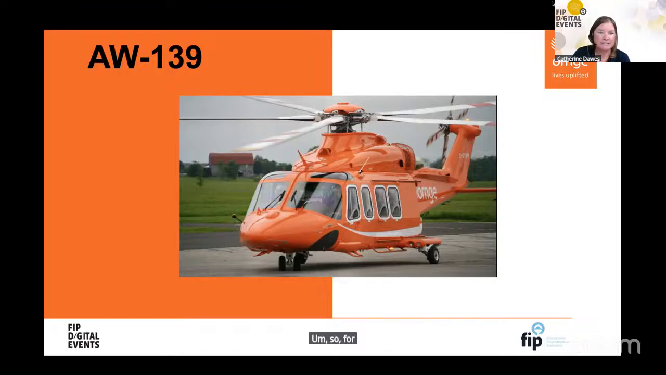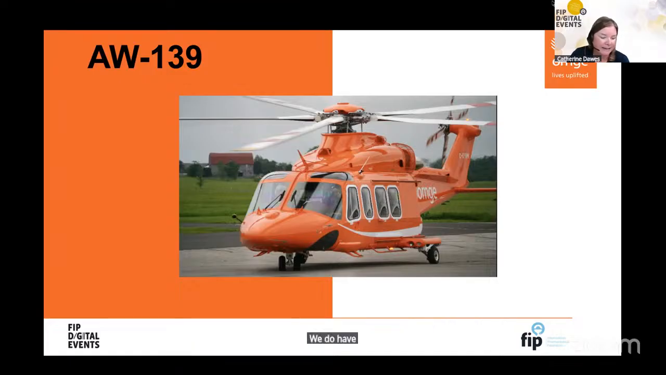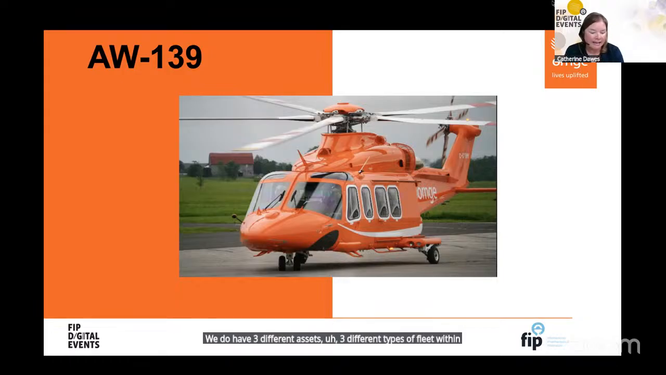So for example, Sunnybrook in Toronto, St. Mike's, Hamilton General, London Health Sciences, just to name a few. Our helicopters are Augusta Westland 139. They're military grade, they're heavy, and they're fast. We do have three different assets, three different types of fleet within Ornge, which I'll talk about more later. But Ornge is mostly known for their rotor wings, their helicopters.